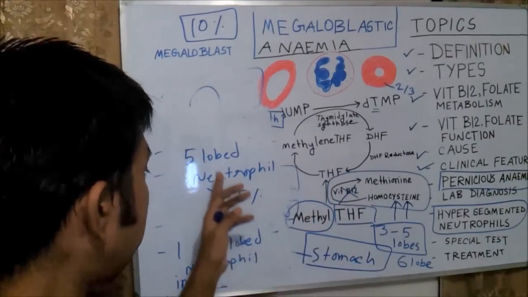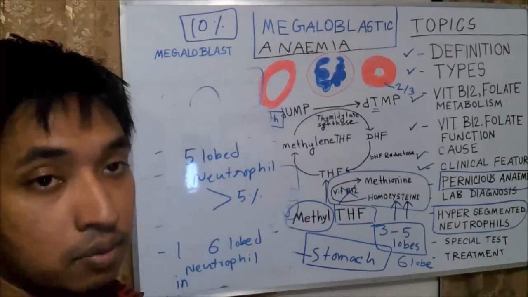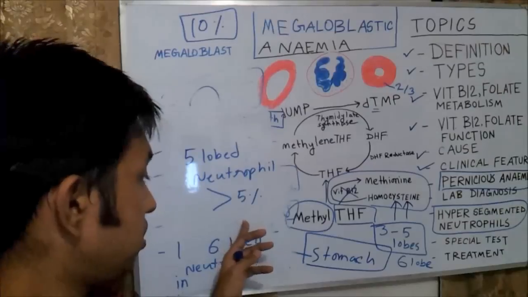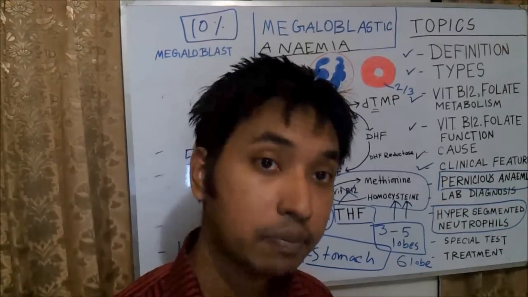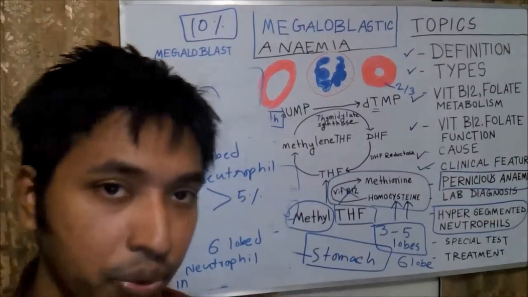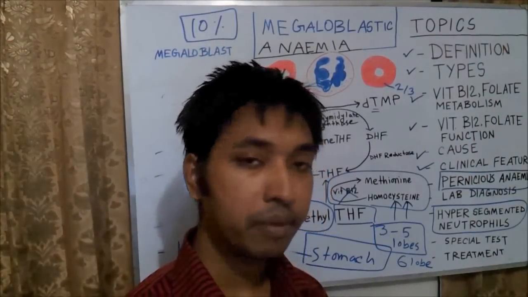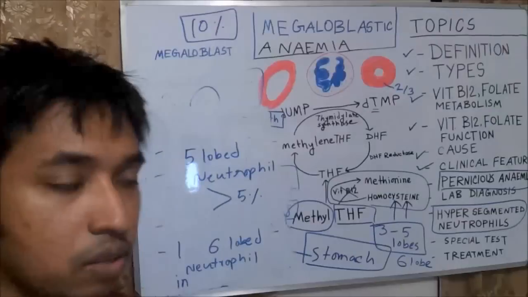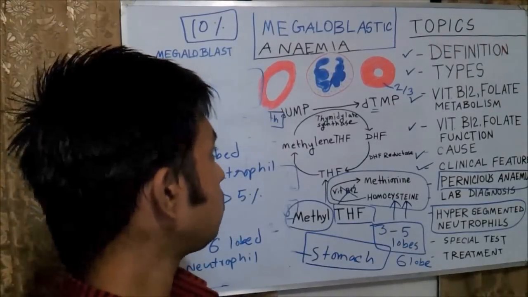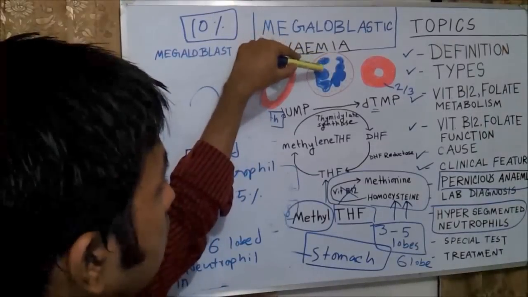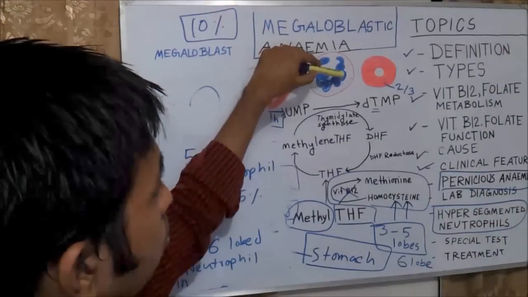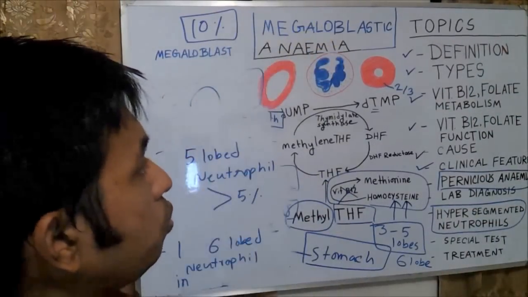Or if the 5-lobed neutrophil percentage is more than 5%, that will also be called hypersegmented neutrophil. Okay, so these are the main findings that we will see in the peripheral blood. So you can see this is a hypersegmented neutrophil. We have 1, 2, 3, 4, 5, 6, 7 lobes here.